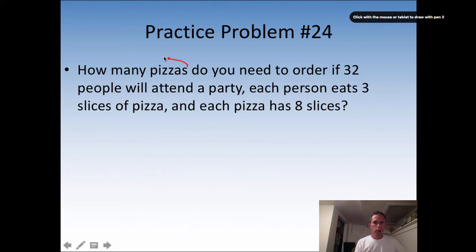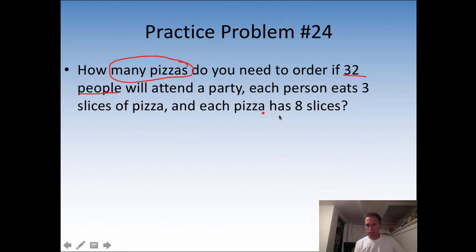So, we want to know how many pizzas. That's what we're going to circle. That's what we need to know. What we're starting with is 32 people. And then these other numbers here, each person eats 3 slices of pizza, and each pizza has 8 slices. These are conversion factors that we're going to use. So again, step 1, let's write down what they give us, put it over 1. So we've got 32 people, and I'm going to put that over 1.